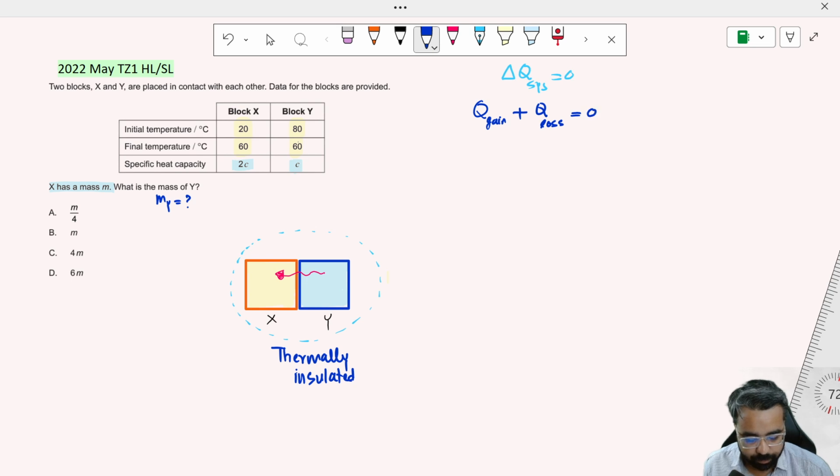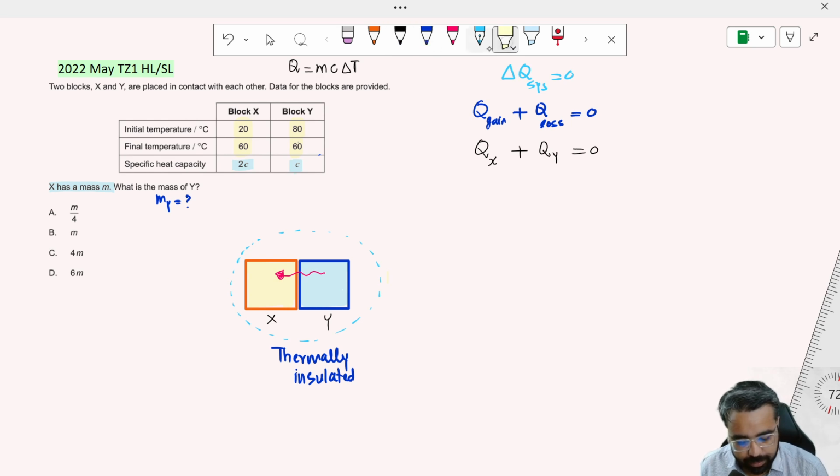equal to zero. And dear students, we know how thermal energy is related to the other variables: Q = mcΔT, where ΔT is the change in temperature. So if we make the equation, what is gaining heat, that is X, plus what has lost heat, that is Y, is equal to 0. And what is the value of Q?